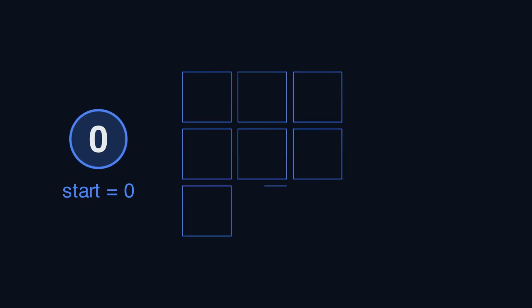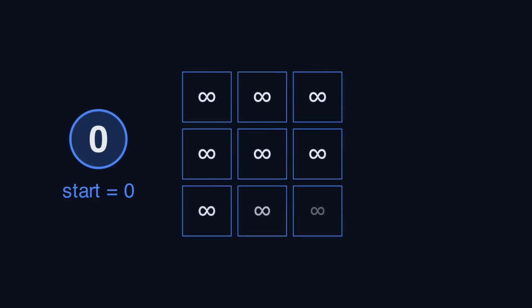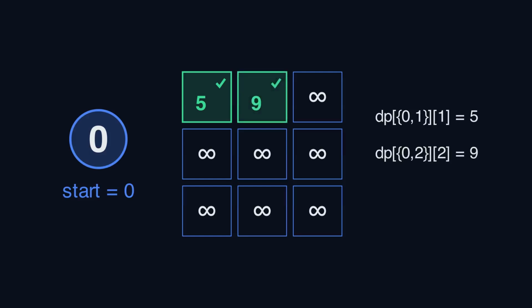Now the algorithm, step by step. First, initialization. Pick a fixed start city, usually city 0. Fill the whole DP table with infinity. Then set the base cases. For every other city i, record the direct distance from the start to i, in the state whose visited set is just the start and i, ending at i.